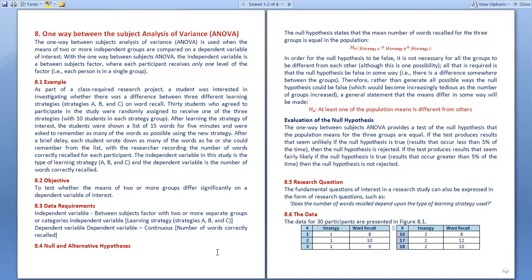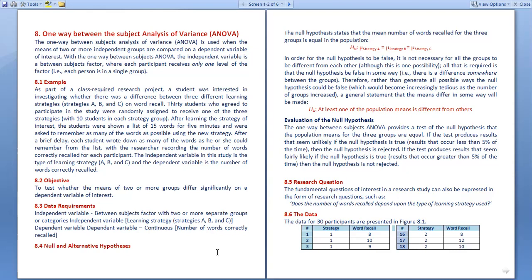Now if you look at the objective here, the objective is to test whether the means of two or more groups differ significantly on a dependent variable of interest. In our case, the independent variable happens to be the learning strategy adopted, that is either category A, category B, or category C, and the dependent variable happens to be the number of words recalled.